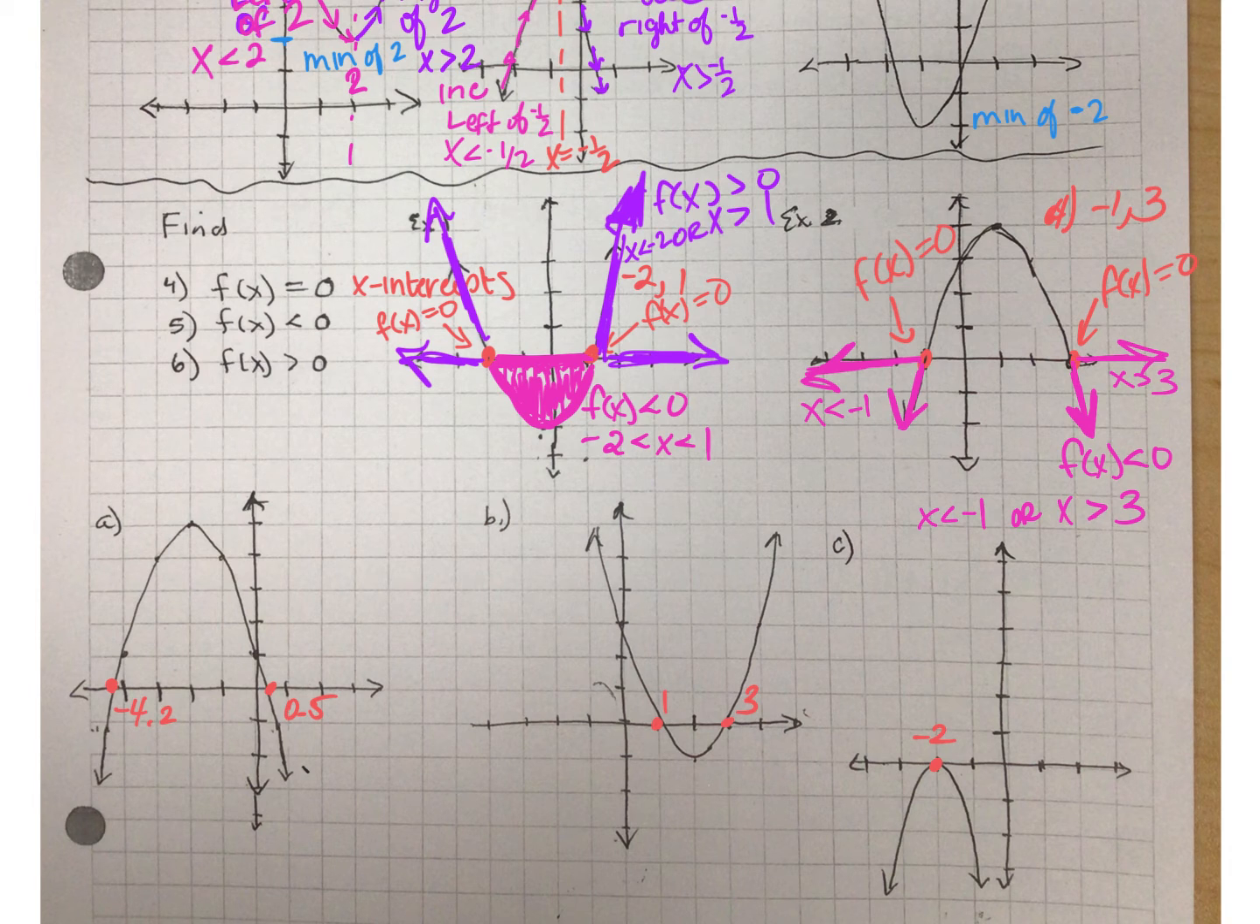So you're going to have one of two things when you're asked where the function is greater than 0 or less than 0. You're either going to have the between statement. That's the loopy part of your parabola, right? The between statement is wherever the loopy part is. And the or statement is the rest of it.